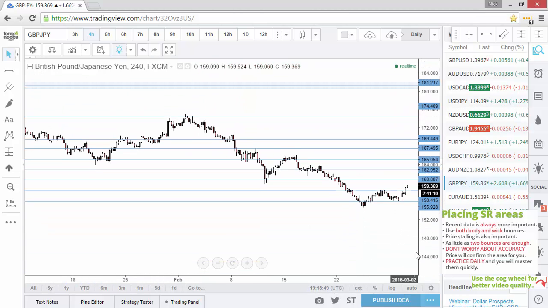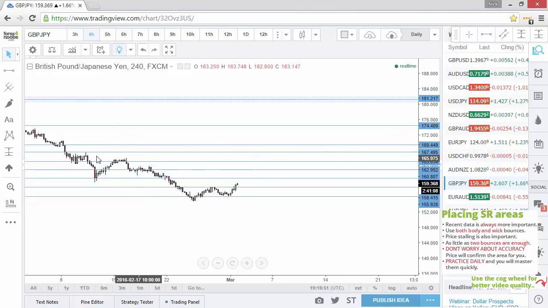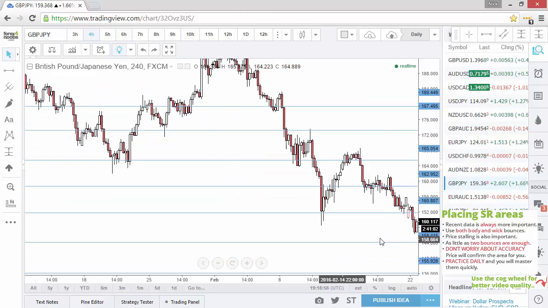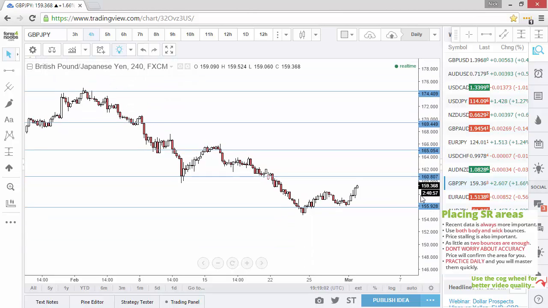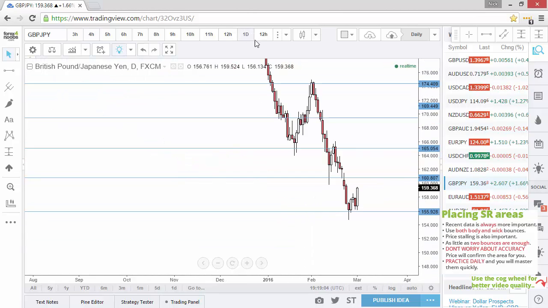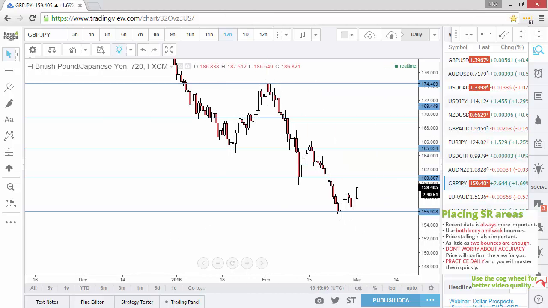And then you end up having all these support resistance areas, and it becomes very hard to trade because you've got support resistance areas everywhere. I don't like that. I'd rather have my support resistance areas have some room between them, so I place them on the 12 hour and the daily.